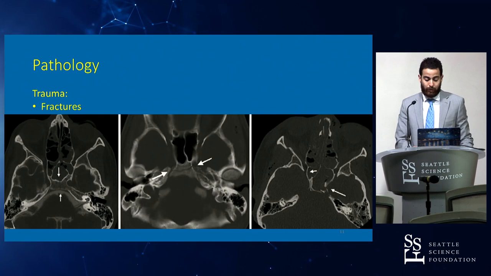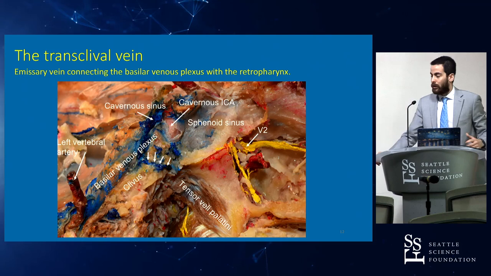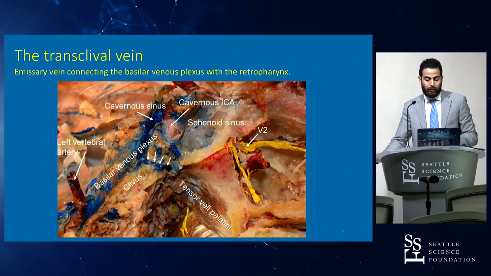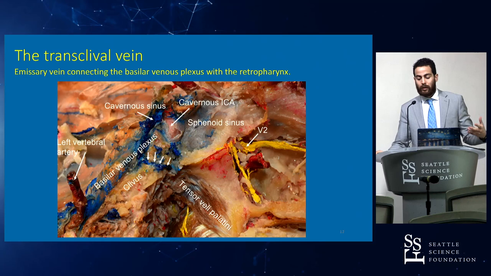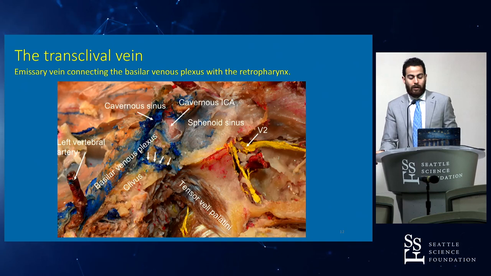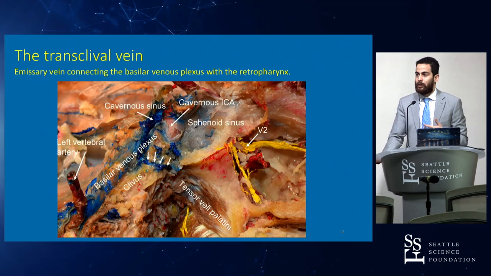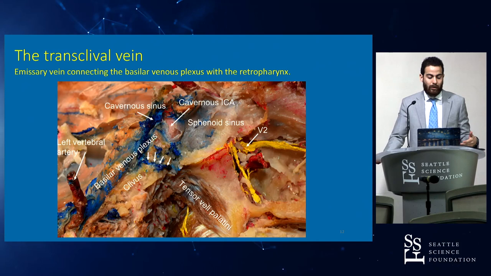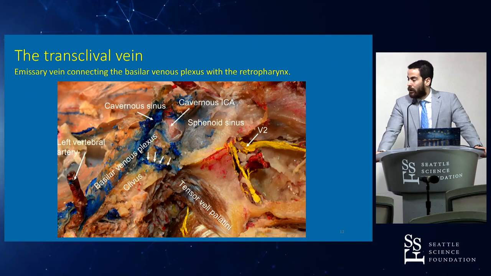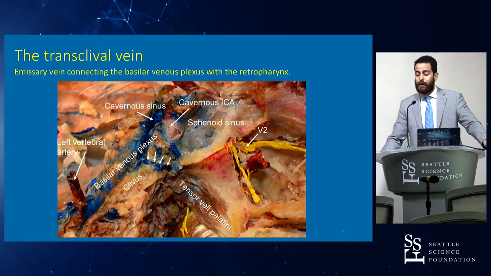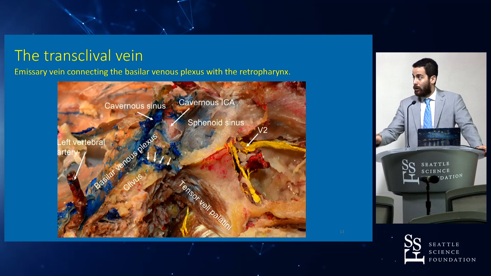So what is a transclival vein? We searched in the literature and we actually didn't find a specific answer for this. We didn't know where the basilar plexus drained into, where it communicated, how some lesions that affected the clivus or the sphenoid sinus entered the CNS at this level. So what we did, we dissected around 15 cadaver heads previously injected with blue latex, and we found that there was a direct communication between the basilar venous plexus and the venous plexus on the retropharynx.